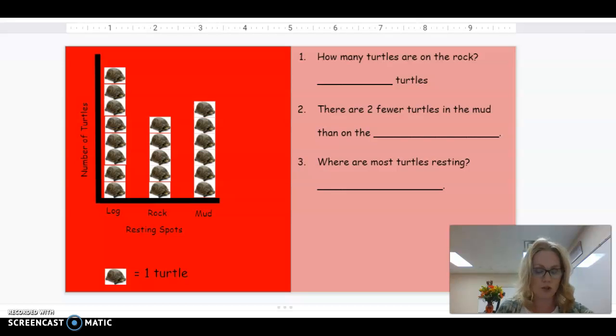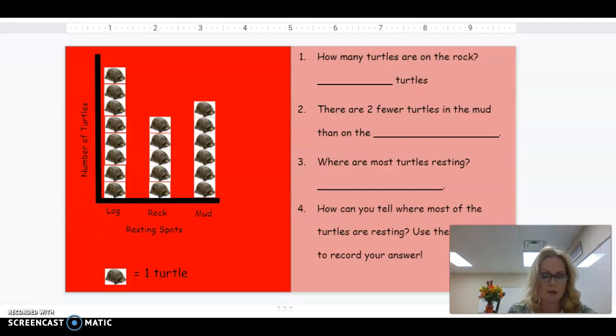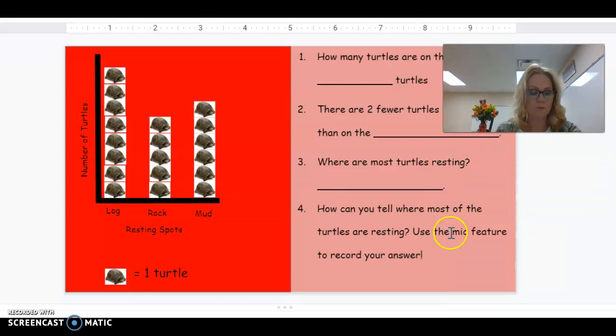Where are the most turtles resting? Again, you will look at your pictograph to help you determine which resting spot has the largest amount of turtles. You can see that log, resting on the log. There's one more mathematical relationship for this pictograph. How can you tell where most of the turtles are resting? Use the mic feature to record your answer.